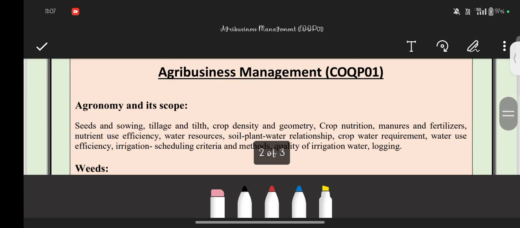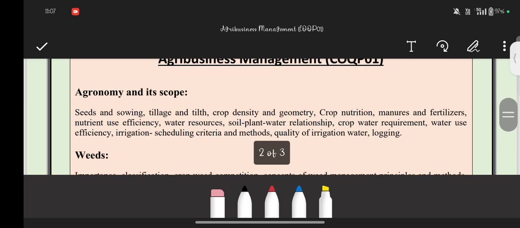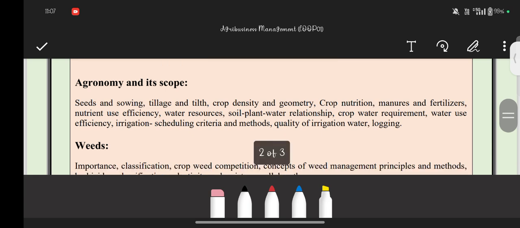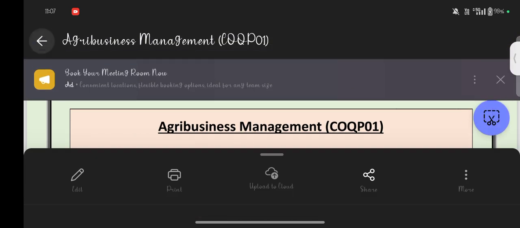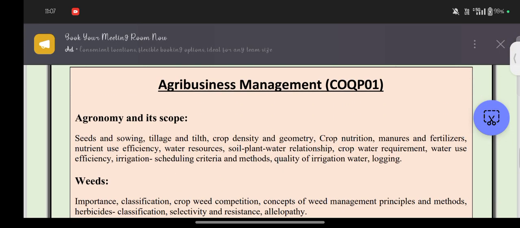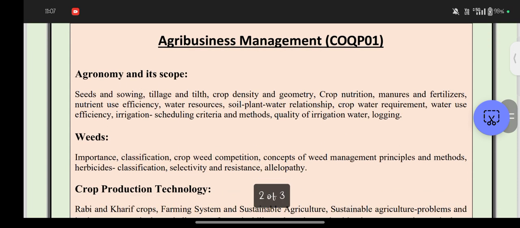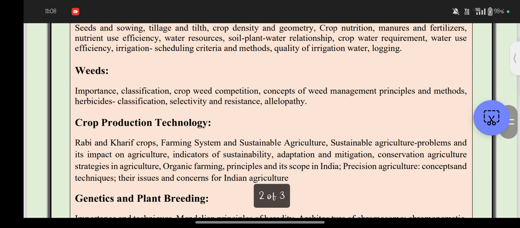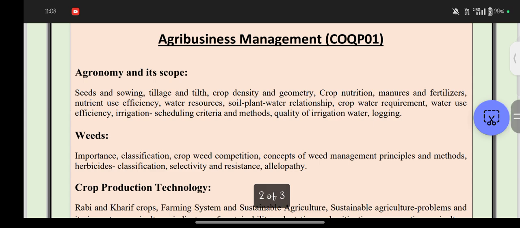The first syllabus topic is agronomy and its scope. You need to learn about seeds and sowing, tillage and tilth, crop density and geometry, crop nutrition, manures and fertilizers and nutrient use efficiency, water resources, soil plant water relationship, crop water requirements, and water use efficiency, irrigation scheduling criteria and methods, and quality of irrigation water and waterlogging. These are the topics you need to study in agronomy and its scope.